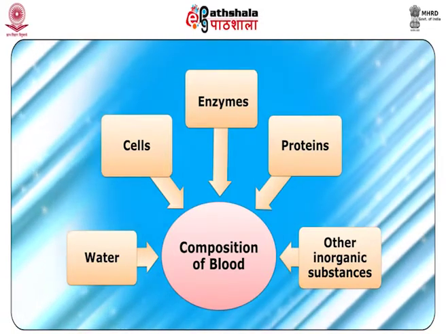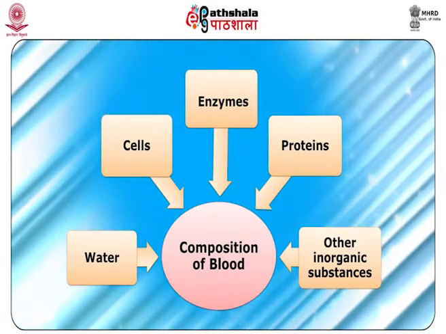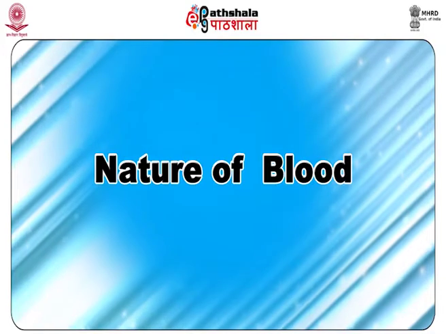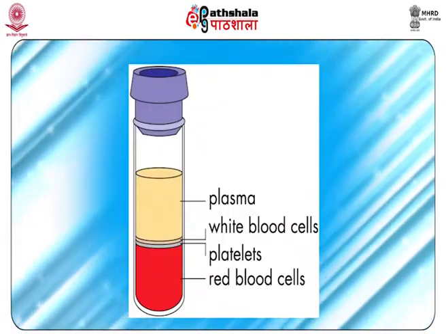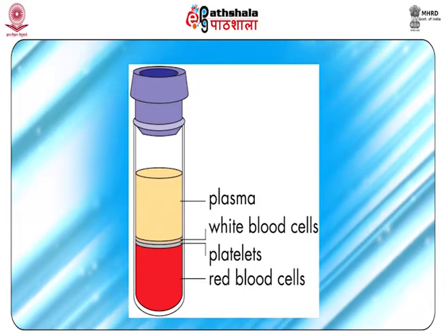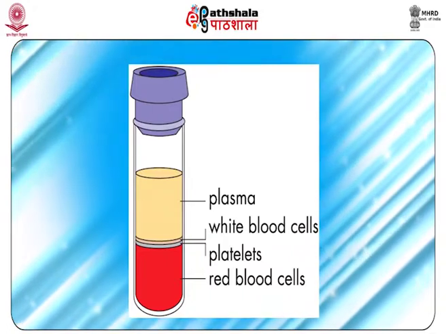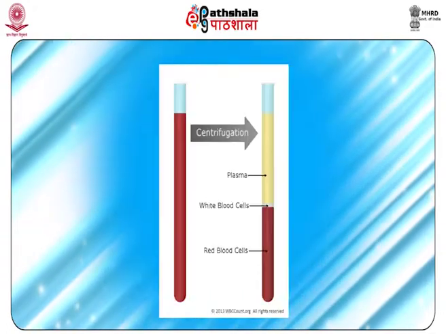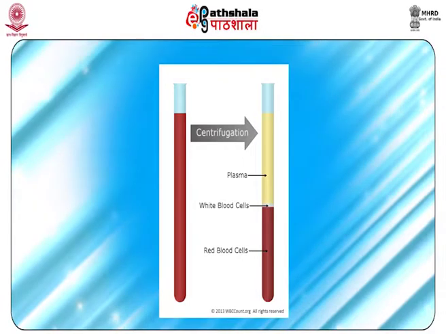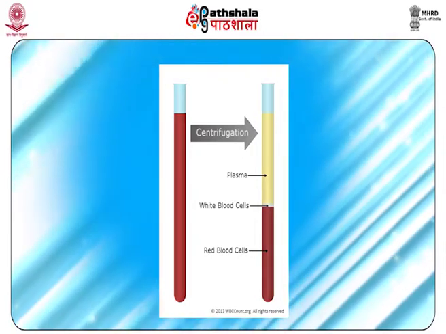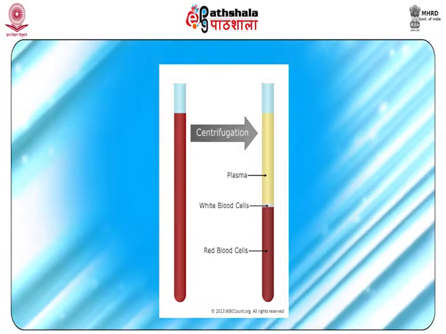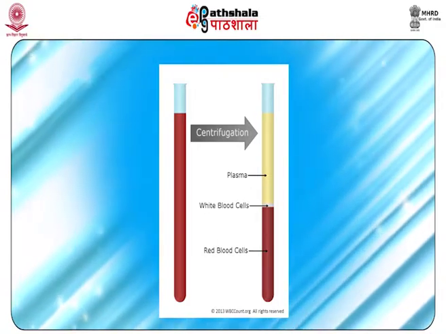Blood basically consists of water, cells, enzymes, proteins, and other inorganic substances. Now, let us learn the nature of blood. The freshness of a blood sample is determined by inspecting the serum, since it clots quite a few minutes after exposure to the air. A centrifuge can be used to separate the clotted material from the serum portion. In addition, serum contains antibodies, proteins floating in the blood fluid, which have significant forensic effects.